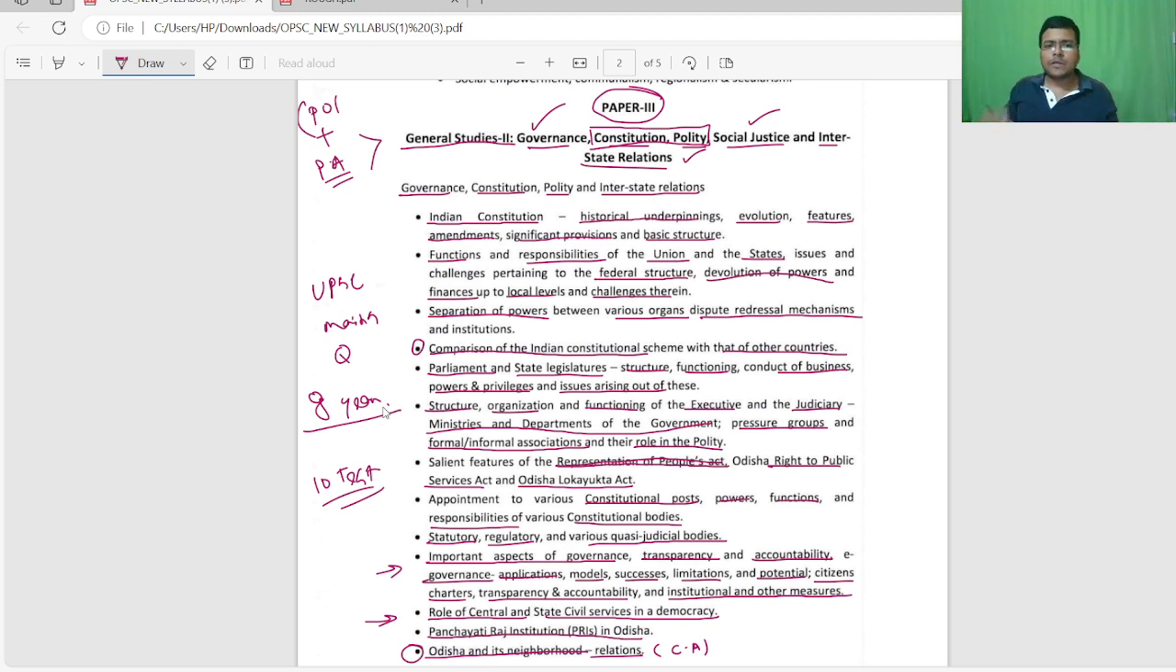So let's start with the Indian Constitution first. Let us only discuss the Indian Constitution. After that, we will go to historical underpinnings, evolution, features. So everything you will take as an independent discussion: historical development, evolution of the Constitution, features of the Constitution, amendments to the Constitution, what is basic structure, everything. So this first unit will itself take 4-5 classes. Okay, let's start Indian Constitution.